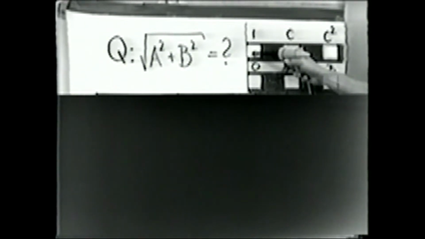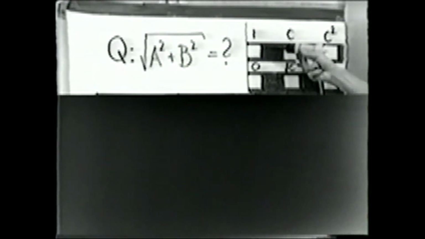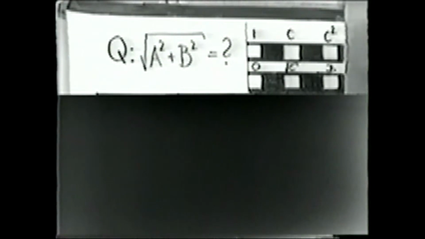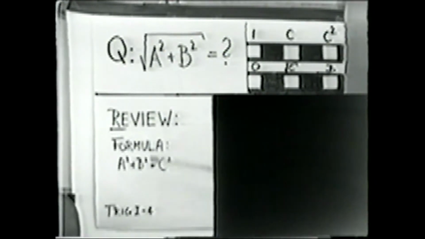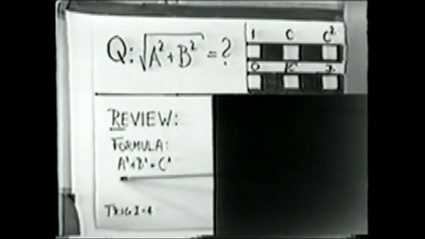The student puts his pen opposite one of the spots, pushes the trigger, and obviously, since he pointed at number 1, he got an incorrect answer, and the following thing happens. The review section appears on the lower left-hand side of the screen, giving the student a chance to review the formula a squared plus b squared equals c squared so that he can reorient himself for the reappearance of the original question.